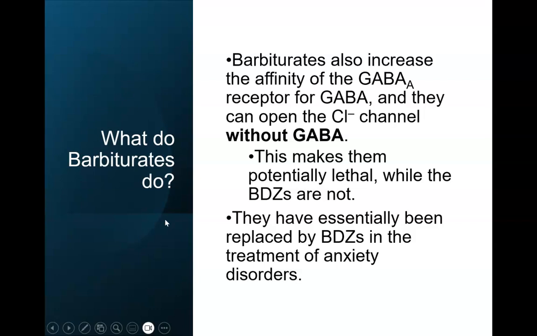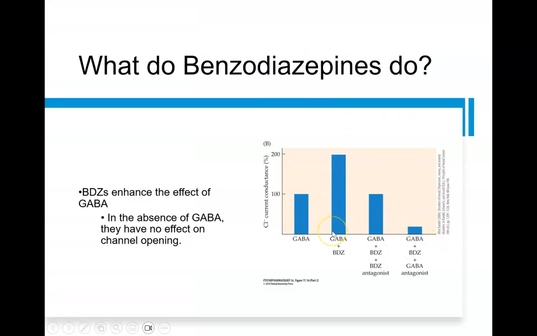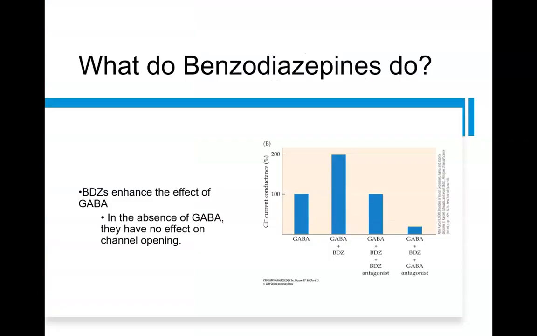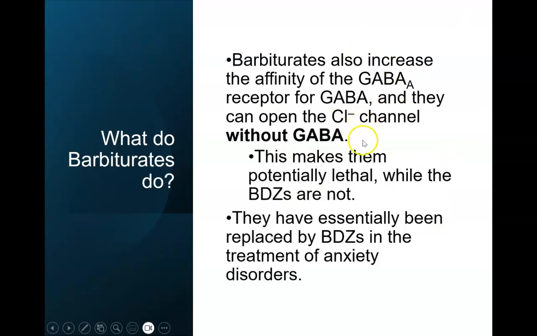Now, what about barbiturates? Barbiturates include things like pentobarbital, phenobarbital, and amobarbital. Barbiturates are going to increase the affinity of the GABA receptor for GABA, which means it's going to enhance GABA's effects. And here's what's really critical. Benzodiazepines need GABA to open the channel. Barbiturates do not need to have GABA bind to the receptor to have that chloride channel open. Now, this makes them lethal, while benzodiazepines are not. That makes them very lethal, and because of that, they've basically been replaced by benzodiazepines for treating anxiety disorders.